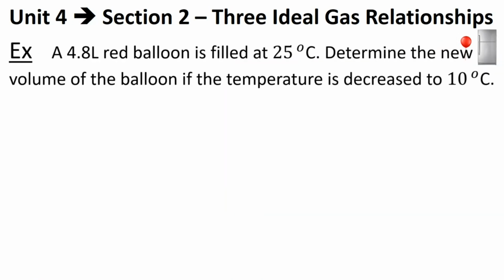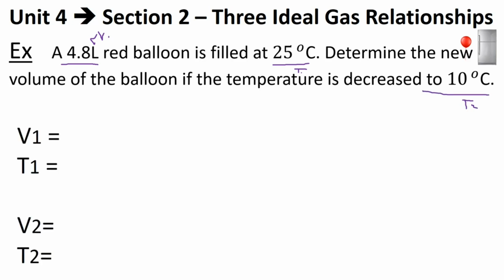All right, so a 4.8 liter red balloon, so that's going to be a volume, liters is volume, is filled at 25 degrees Celsius. Celsius is a temperature. So we've got a V1 and a T1 here. Let's make sure we keep these together. And let's determine the new volume of the balloon as we're decreasing to 10 degrees Celsius. So there's our T2. So we have our numbers. So our V1, T1, let's start filling them in: 4.8, 25, unknown, and 10.